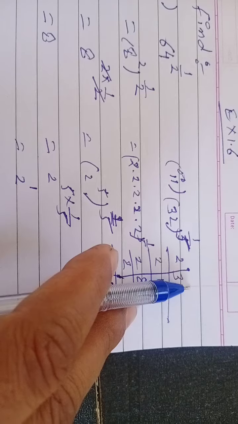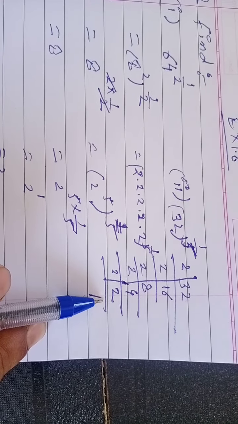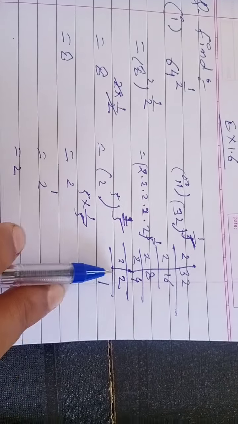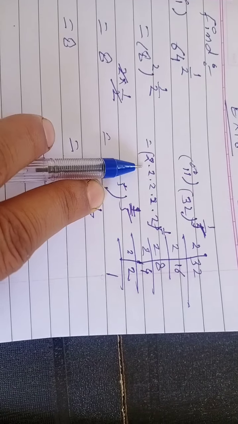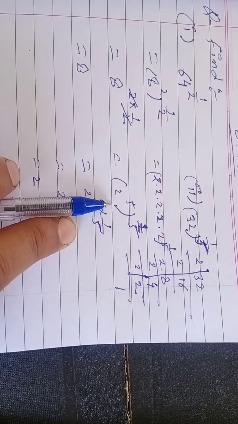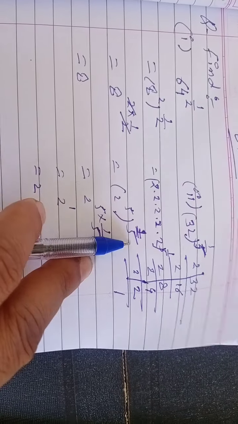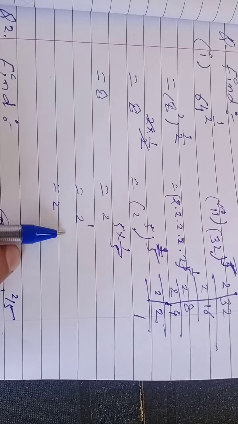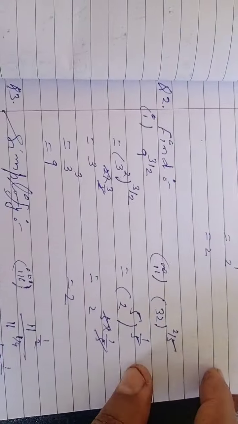Another part we have here: 32 to the power 1.5. First of all we take 32 and do prime factorization. You know this from class 8. So 2 into 2 into 2 into 2 into 2 is coming, whole power 1.5. We can write this as 2 to the power 5, whole power 1.5, so 2 to the power 5 into 1.5, which gives 2 to the power 1, equal to 2. 2 will be the answer. Very simple question it is.